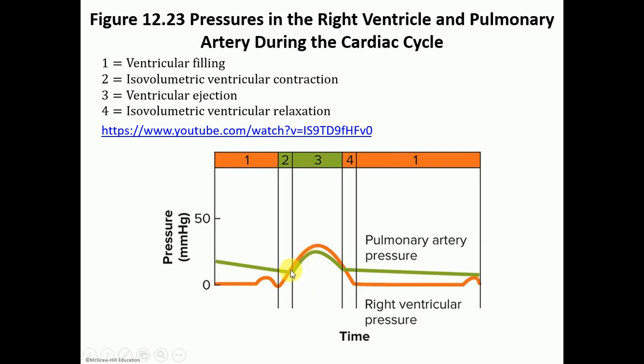And then the phase of ventricular ejection, that's when the pulmonary valve opens and the ventricles contract. So you'll see here that orange graph, the ventricular pressure increases, pushing blood into the pulmonary artery. So you'll see here that the pressure in the pulmonary artery increases as well.